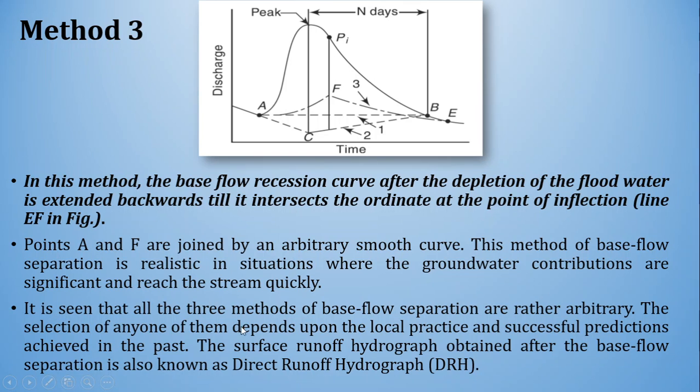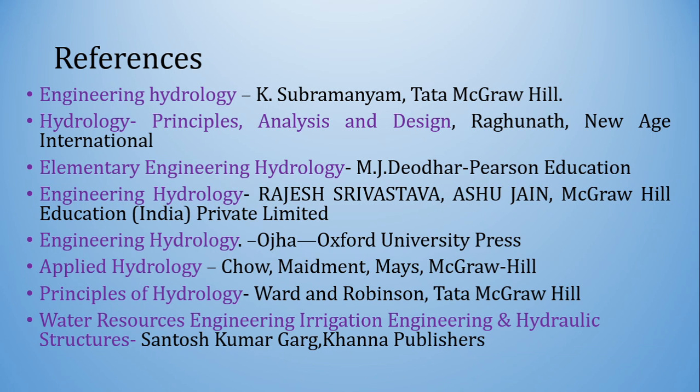It is seen that all the three methods of base flow separation are rather arbitrary. The selection of any one of them depends upon the local practice and successful predictions achieved in the past. The surface runoff hydrograph obtained after the base flow separation is also known as the direct runoff hydrograph, that is DRH, as we have already seen. So I hope you have understood the entire base flow separation methods.